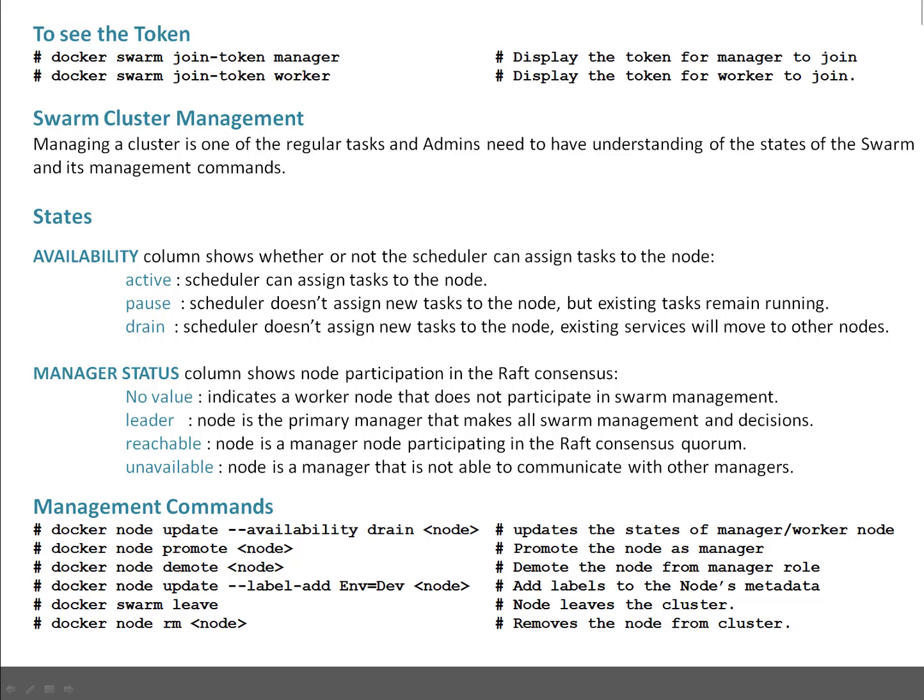Next manager status is reachable. Reachable means the node is a manager node and it's participating in the Raft Consensus Algorithm. So it's a manager, but it's not a leader. Unavailable means the node is designated as a manager, but it is not able to communicate with other managers. Maybe it has a network connectivity issue or some other issue. So let me give a quick demo about these particular things, then we will go to management commands.